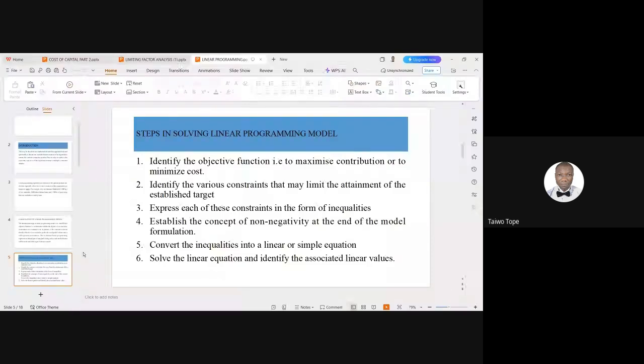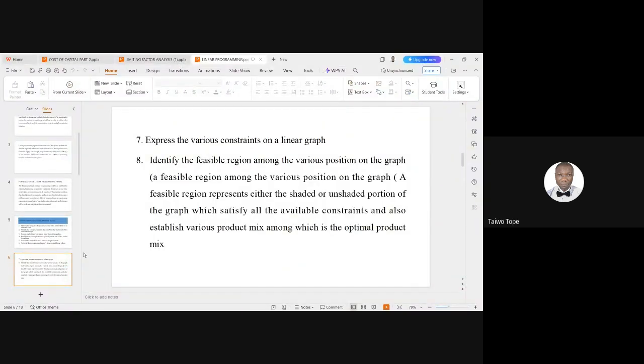Yes, you can express the known values on a graph. You can have the x-axis and the y-axis, then you plot a graph. When you plot a graph, you can also identify the feasible region in the graph. The feasible region is the region on the graph where you can find solutions, the region that is bounded by the constraints.